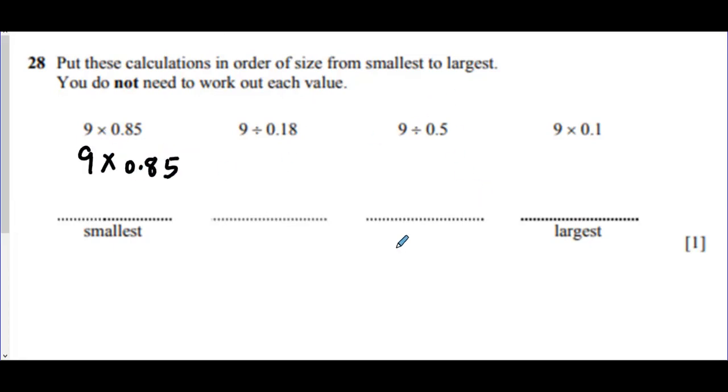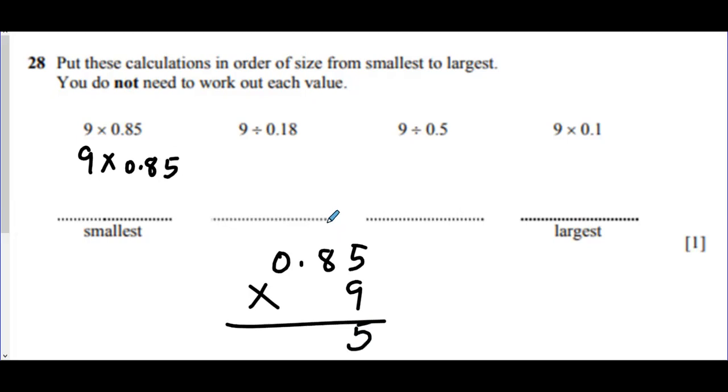So how do we do that? You do 0.85 times 9. Simple. Students, what is 5 times 9? 45. So you write 4 there. So 9 times 8? 72. Add 4. 76. You write 6 carry 7. 9 times 0? 0. Add 7. 7. And then you have 2 decimal places, 1, 2 there. So you have 7.65. So this calculation is only 7.65.